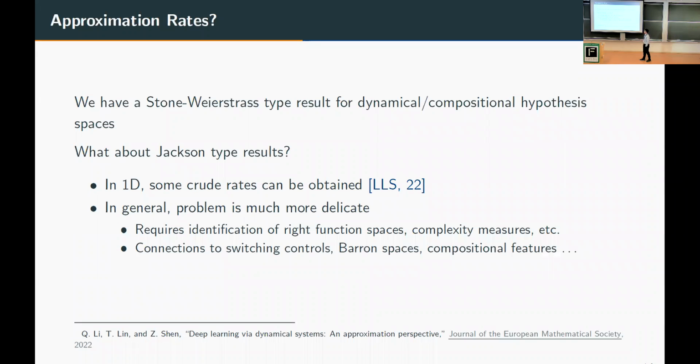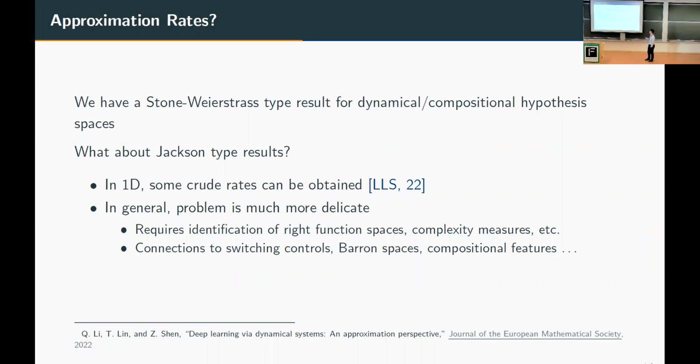Okay, so so far we talk about Weierstrass type of results. I guess it's much weaker than Stone-Weierstrass because it's not if and only if, we only have sufficient conditions. But we have some results here for dynamical and compositional hypothesis spaces. And what about this Jackson type of results, which tells you what functions are easy to approximate?